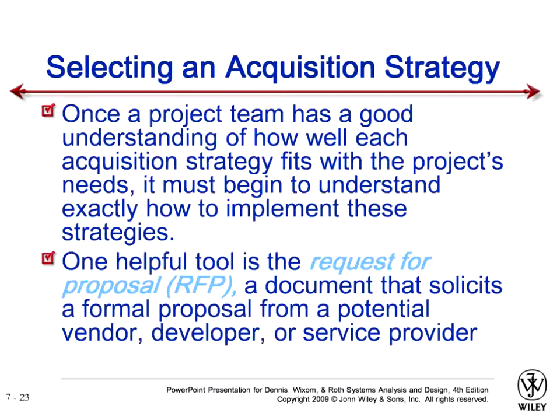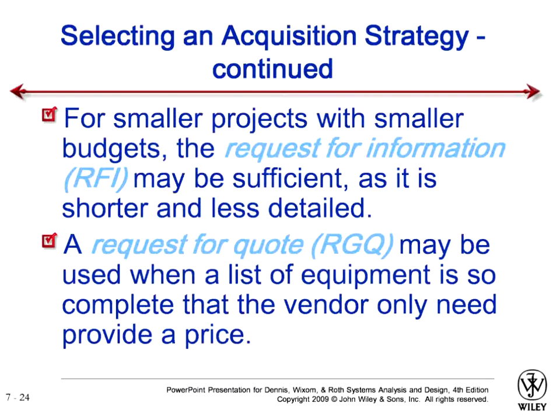Once the project team has a good understanding of how well each acquisition strategy fits with the project needs, it must begin to understand exactly how to implement these strategies. Another helpful tool is the request for proposal, RFP. It's a document that solicits a formal proposal from a potential vendor, developer, or service provider. So you make an RFP. For smaller projects with smaller budgets, a request for information, RFI, may be sufficient as it is shorter and less detailed.